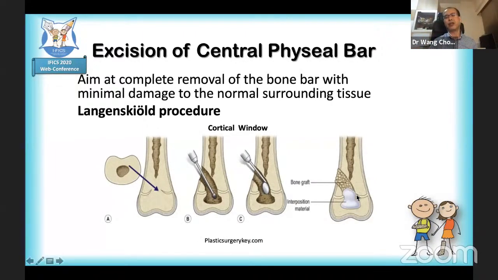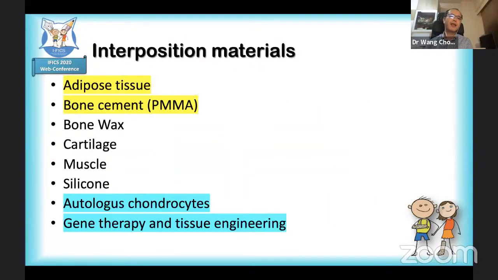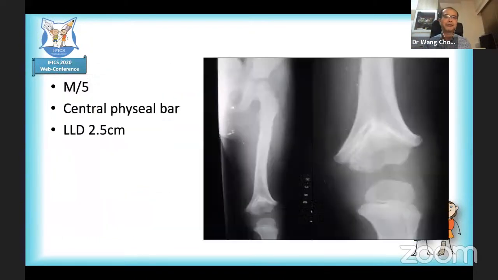And the cavity is filled up with interposition material to prevent the recurrence of the bone bar. Many different types of interposition materials have been described in the literature, and adipose tissue and bone cement are the most commonly used nowadays. I'm sure that Professor Hoy would enlighten us on future research on the possibility of regeneration of the growth plate.